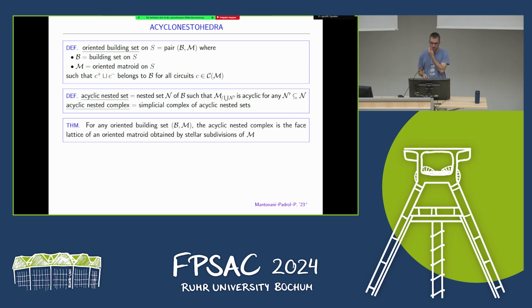And we have two main theorems. The first is that if you take any oriented building set, the acyclic nested complex is the face lattice of an oriented matroid, which you can obtain by stellar subdivision of the matroid M. I will not insist too much on this one.